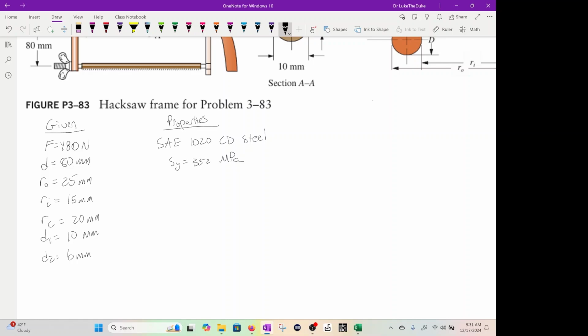Now here's our sketch. Here's the 6, here's the 10. And if I draw this to give you an idea, going all the way out, that is RO. Here is RI, in purple. Out to here is RC.